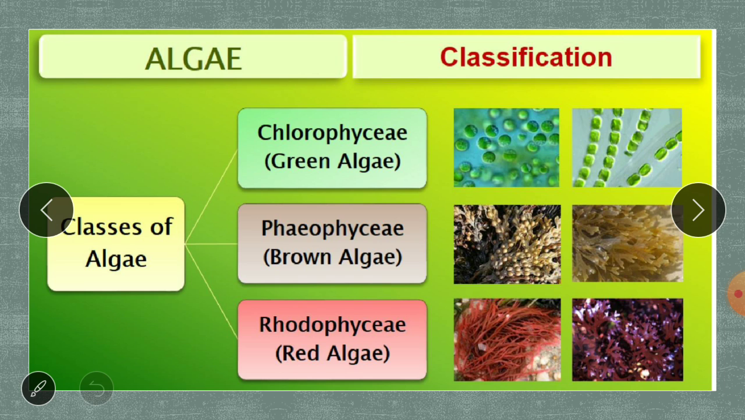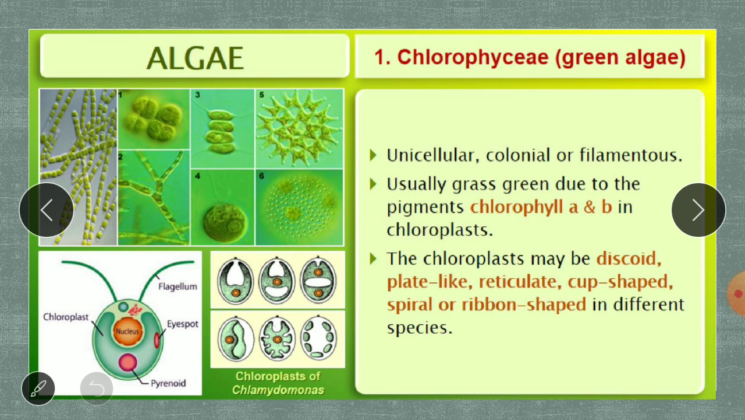Here for your study, you have three classes of algae, and those are Chlorophyceae, the green algae, Phaeophyceae, the brown algae, and Rhodophyceae, the red algae. So these are the three classes of algae that we will be studying in detail. Let us start with the first type of algae, that is the Chlorophyceae or the green algae.